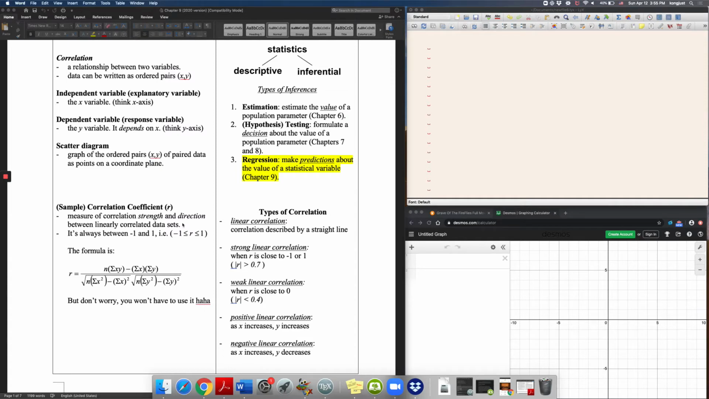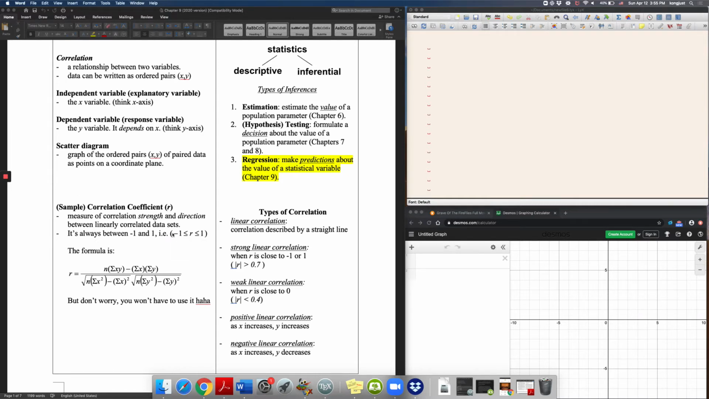If it's positive, that means as one goes up, the other goes up. If it's negative, that means as one goes up, the other goes down. They have like this inverse relationship. As far as the correlation itself, the variable R, it's always between -1 and +1. So -1 is the smallest value it could be, +1 is the largest value.